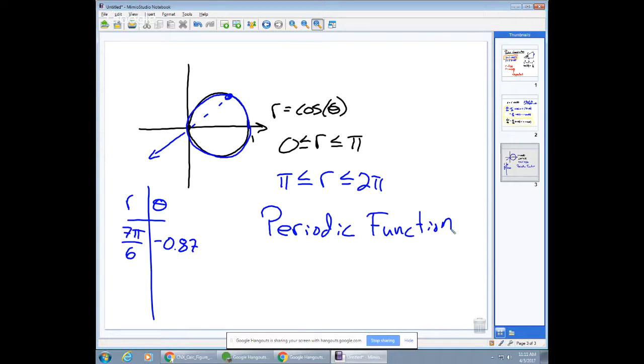What's the period here? How often does it repeat itself? Pi, yeah. Polar coordinates is a bit trickier than rectangular coordinates. In rectangular coordinates, y equals cosine of x, the period is 2 pi. In polar coordinates, r equals cosine of theta, period is pi. Okay, and every function requires a little bit of exploration to try and figure out what its period is. So we'll take a look at a couple others in a minute.